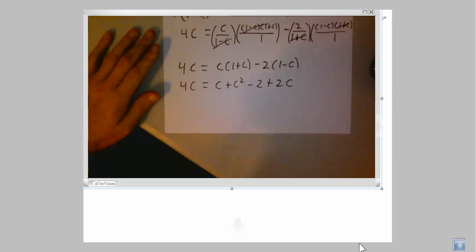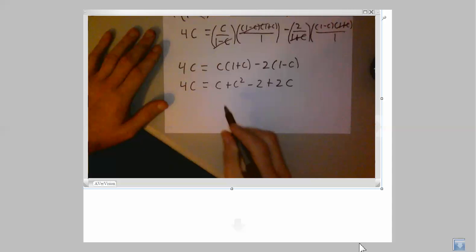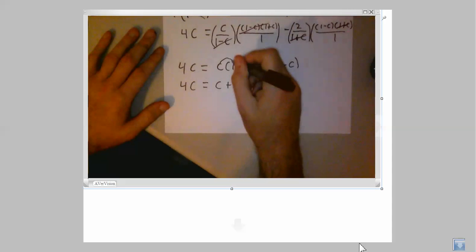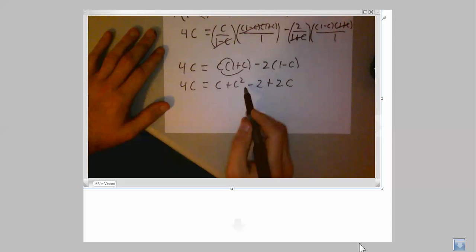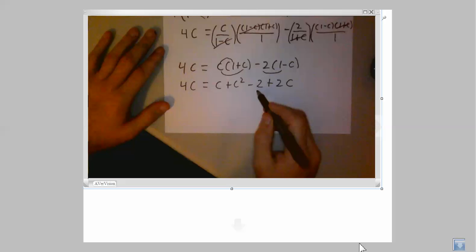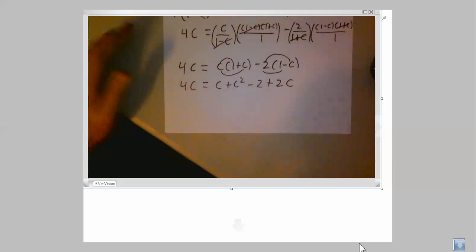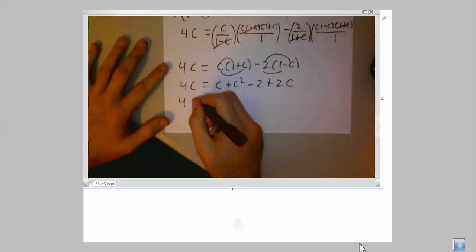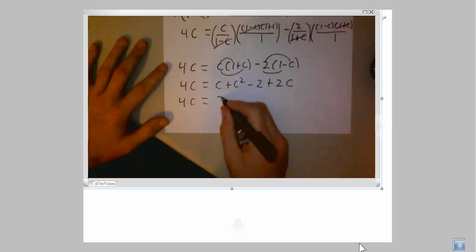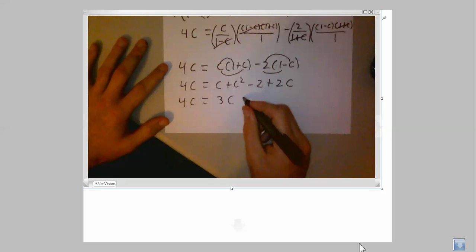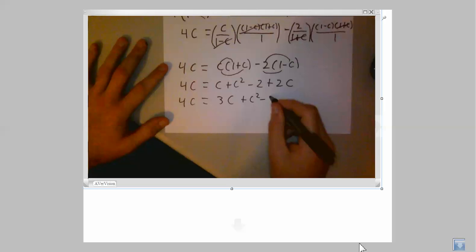So 4c is equal to c. I distribute the c over here, and distribute the c over here to get c plus c squared. A 2 and a 1 give me a -2, and a -2 and a negative c, the negatives cancel, and I just wind up with 2 times c is 2c. And now I'm going to have 4c is equal to, I have a c over here and a 2c here, which gives me a 3c, plus c squared minus 2.